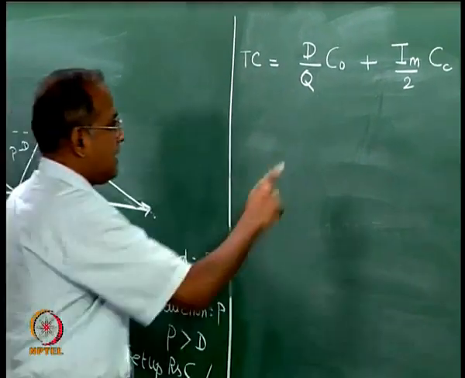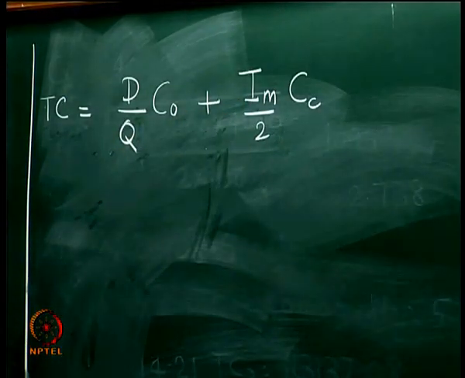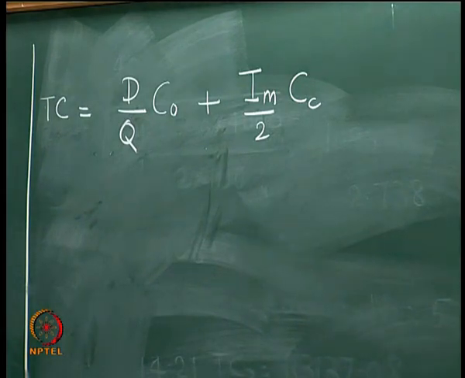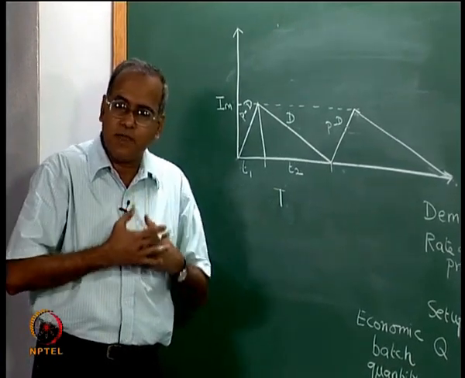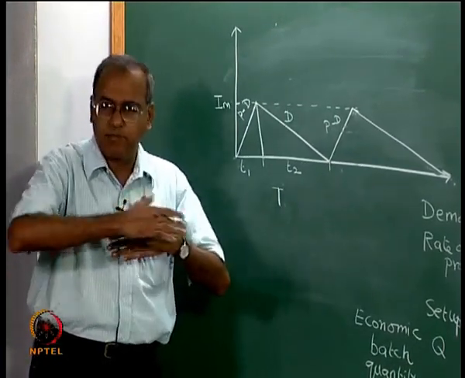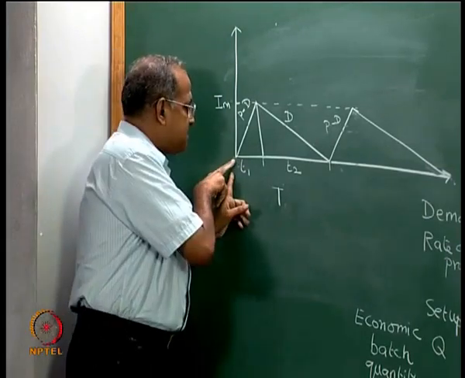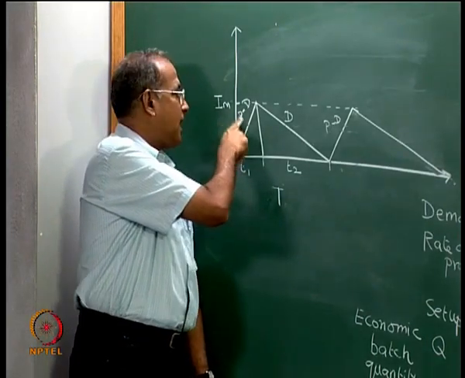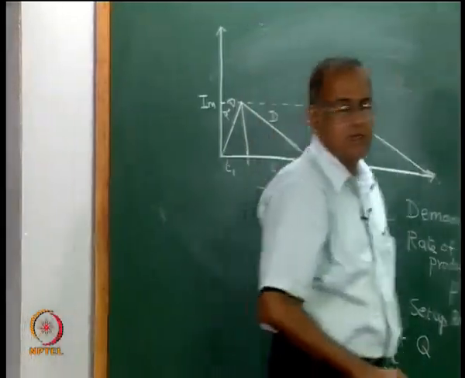Now, we need to write this IM as a function of Q. Q is the only variable. We need to write this IM as a function of Q. Now, Q is the total quantity that we produce. IM is the maximum inventory that we actually build. So, we also know that as we produce at the rate of P, there is a consumption at the rate of D. So, this inventory is building up at the rate of P minus D.